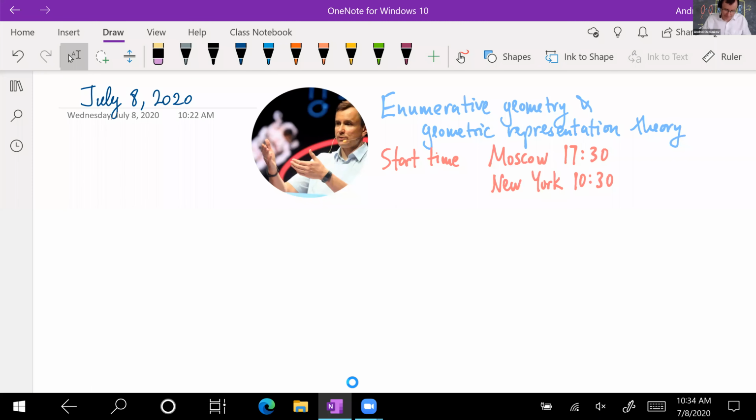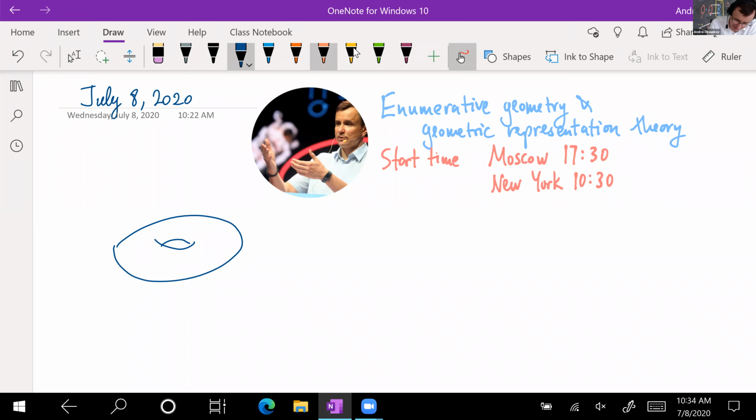So maybe schematically, this is an elliptic curve, and there's a very beautiful subject of elliptic homology.